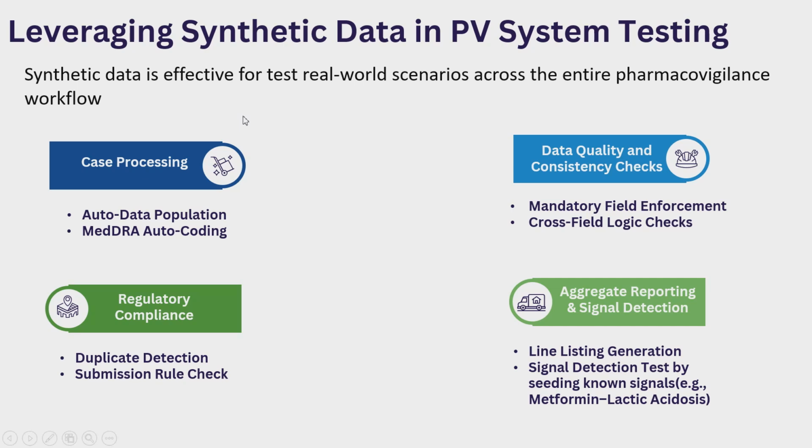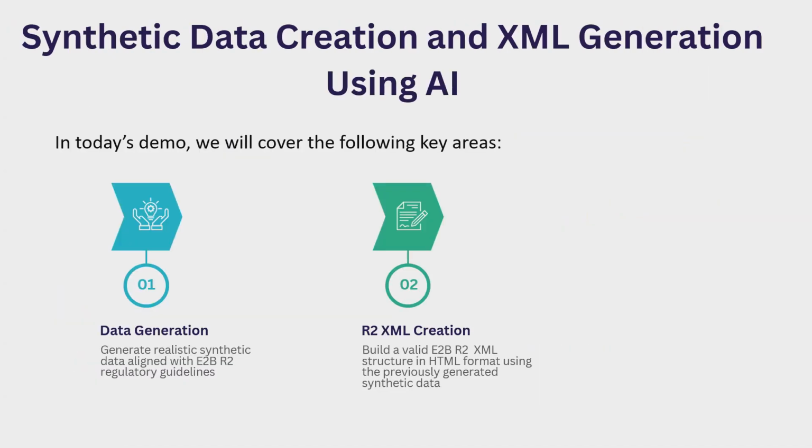Some of the real world scenarios for testing are testing of MedDRA autocoding and data population, data quality and consistency checks, testing regulatory compliance like duplicate detection, and aggregate reporting and signal detection. In today's demo, we will focus on two key areas. First is data generation. We will create realistic and synthetic data using ChatGPT. And then we will create an R2 XML with the same data that was synthetically generated.